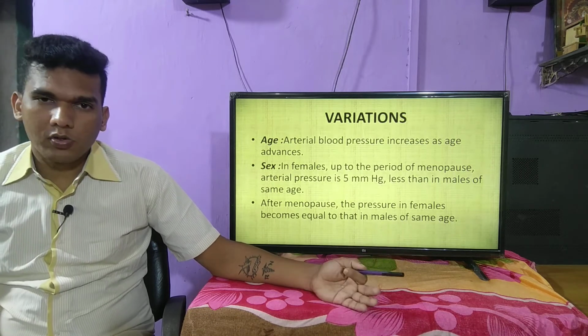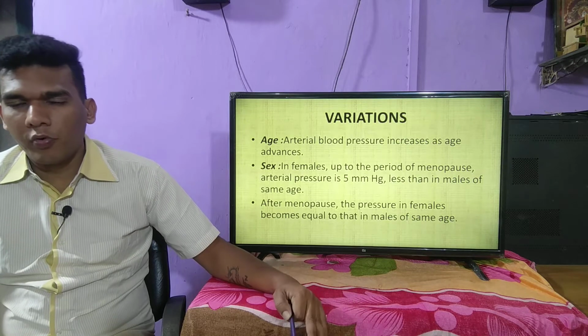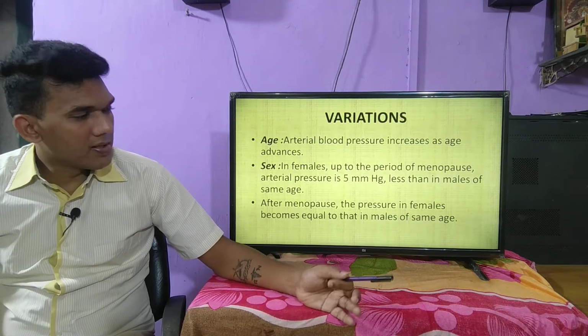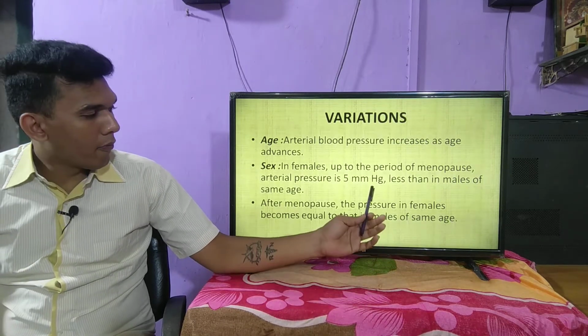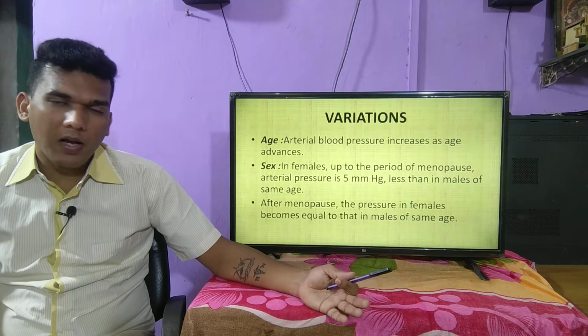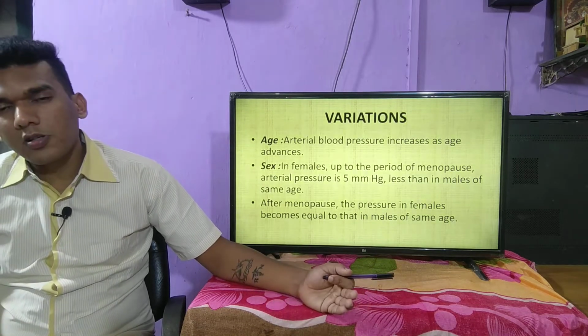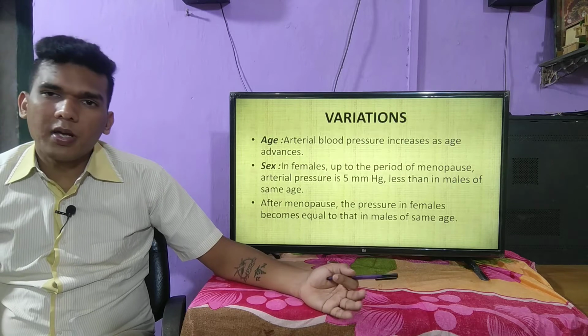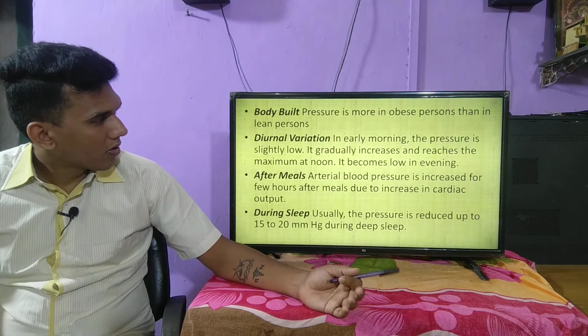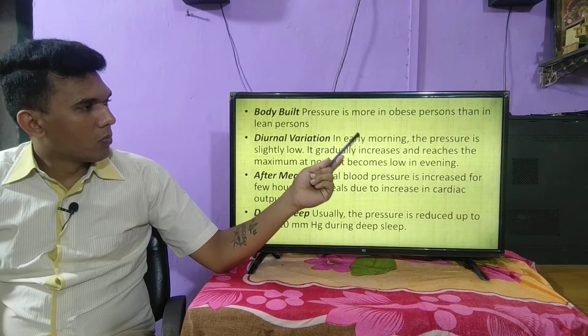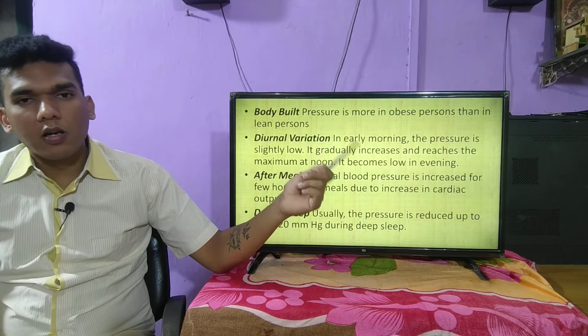So till menopause, which means till around the age of 45 to 50, the blood pressure in females is less than 5 mm of Hg of the same age male, but after the menopause, the pressure becomes equal in the male and the female. Okay. Body build. Pressure is more in an obese person than a lean person.